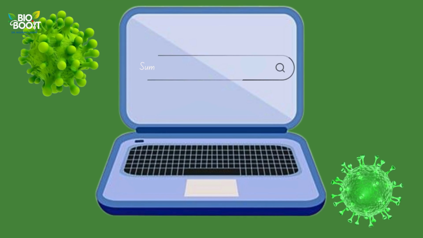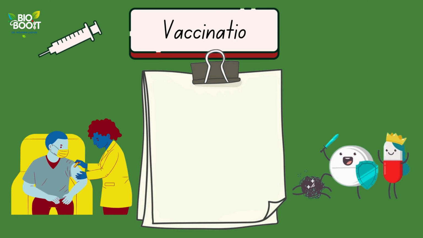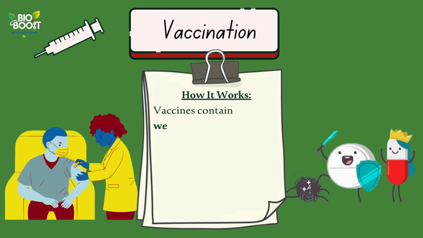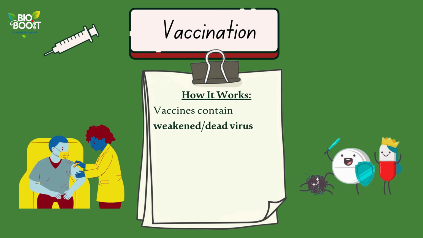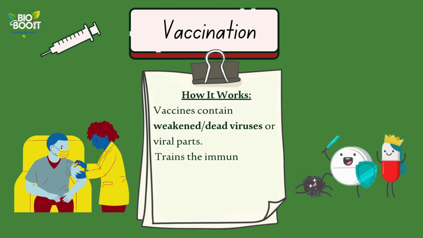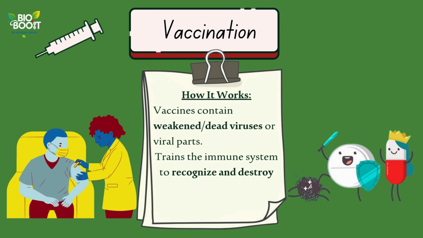So, we have many strategies to fight back. Let's look at them in more detail. Vaccination. This is like a training program for your immune system. A vaccine contains a weakened virus, a dead virus, or just a piece of a virus, like just the surface protein. It's completely harmless. It trains your body's defenses to recognize the real virus.